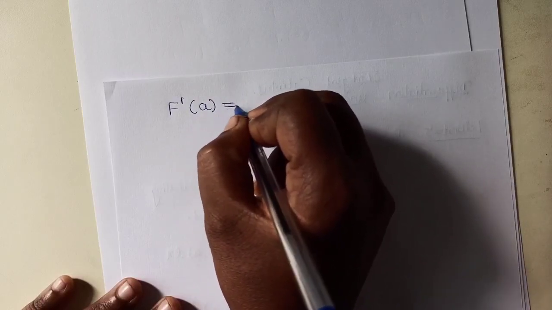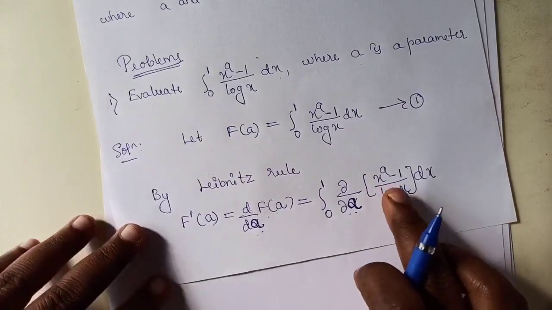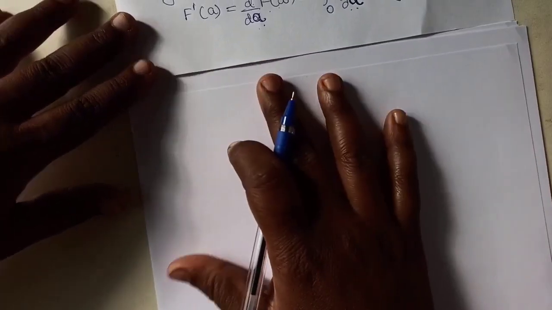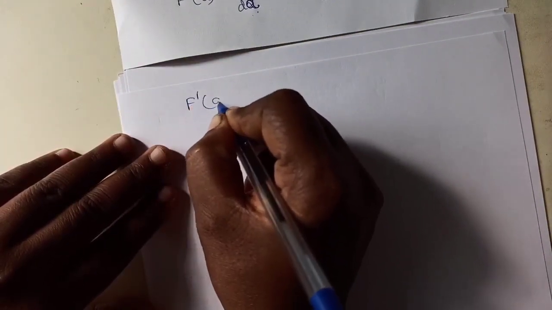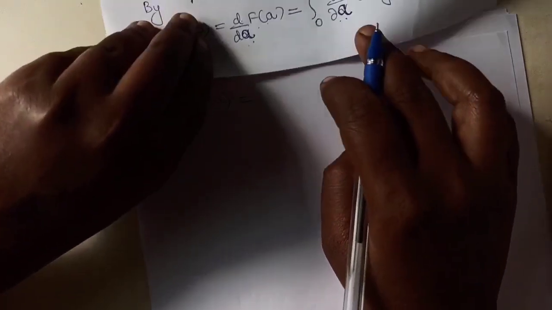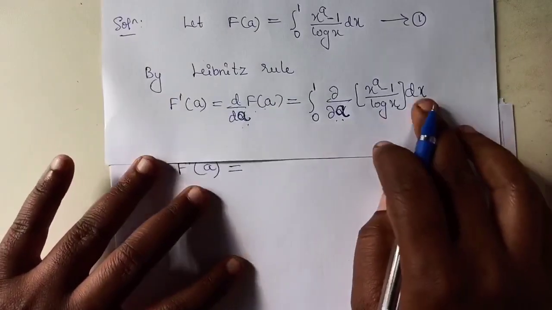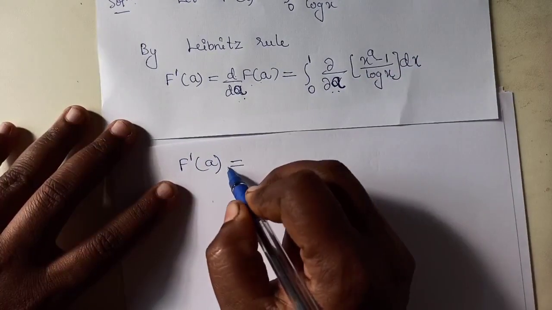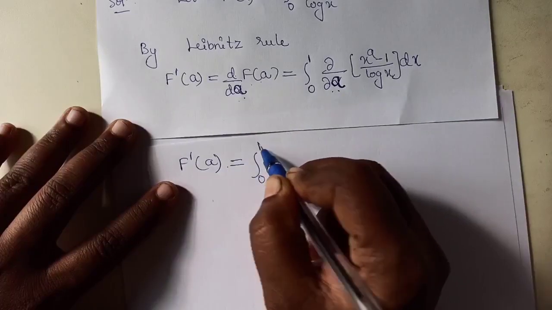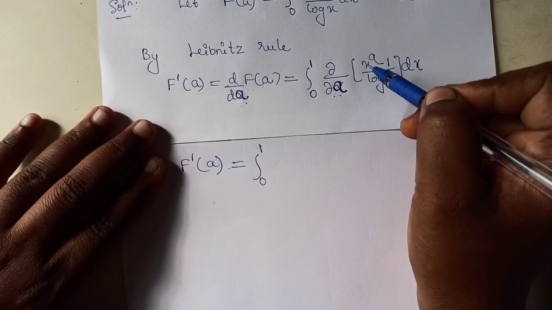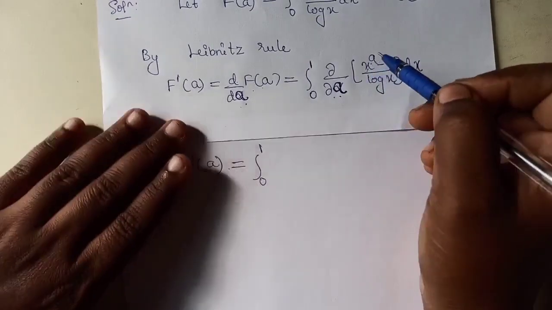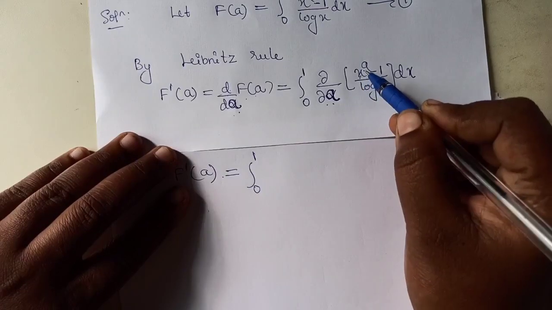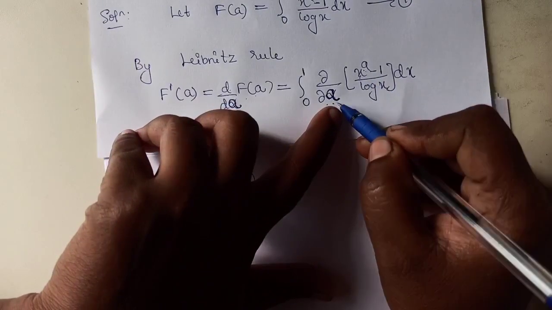On differentiating this one we get F'(a) equals, because we are partially differentiating with respect to a, x becomes constant. We treat this x as a constant because we are differentiating partially, therefore we get the integral from 0 to 1 of the differentiation of this one. Now it is in the form of x raised to a, where x is constant and a is the variable because we are differentiating with respect to a.